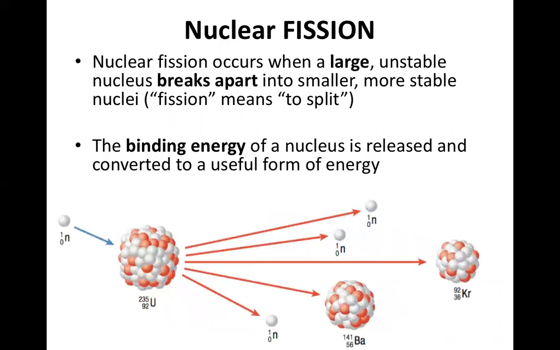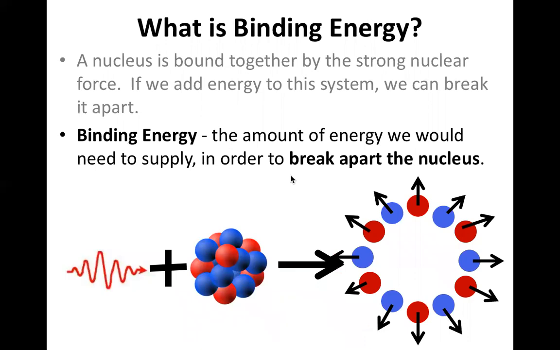So fast-moving neutrons start this reaction. And high energy neutrons are also released in this reaction. And then they are free to cause further fission with the fragments that are left that are still relatively large.